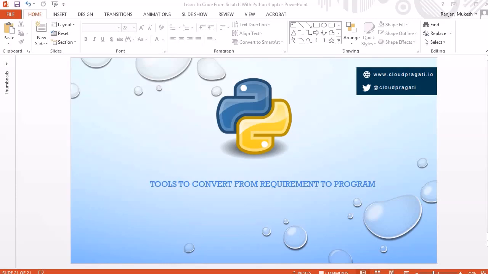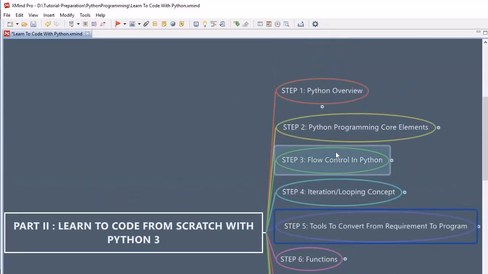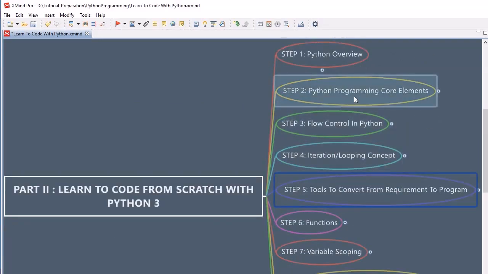In this session, we are going to look into tools to convert from requirement to program. So far, we have seen the following things. Python overview, Python programming core concepts, where we discussed data types, collection types, and various details about Python. Then we saw flow control in Python. Then in the last section, we saw the iteration and looping concept.